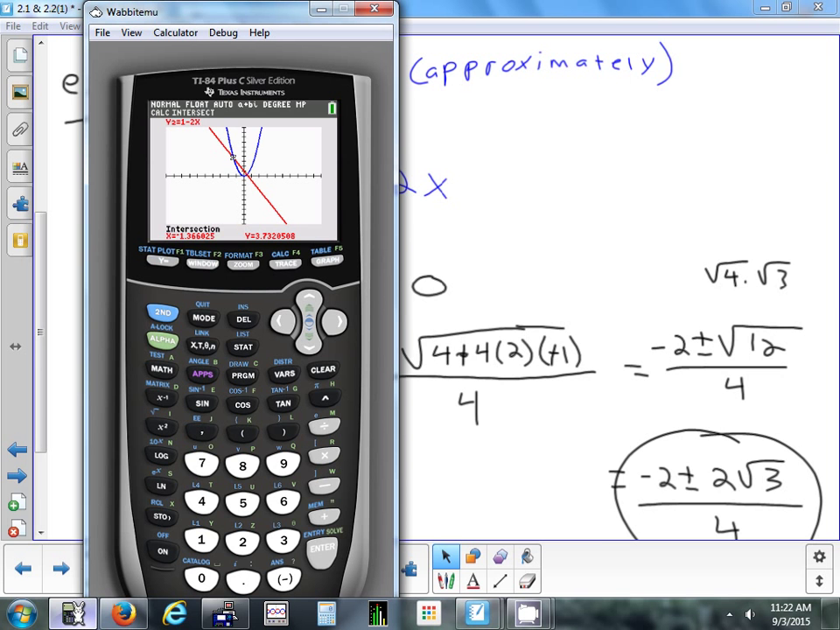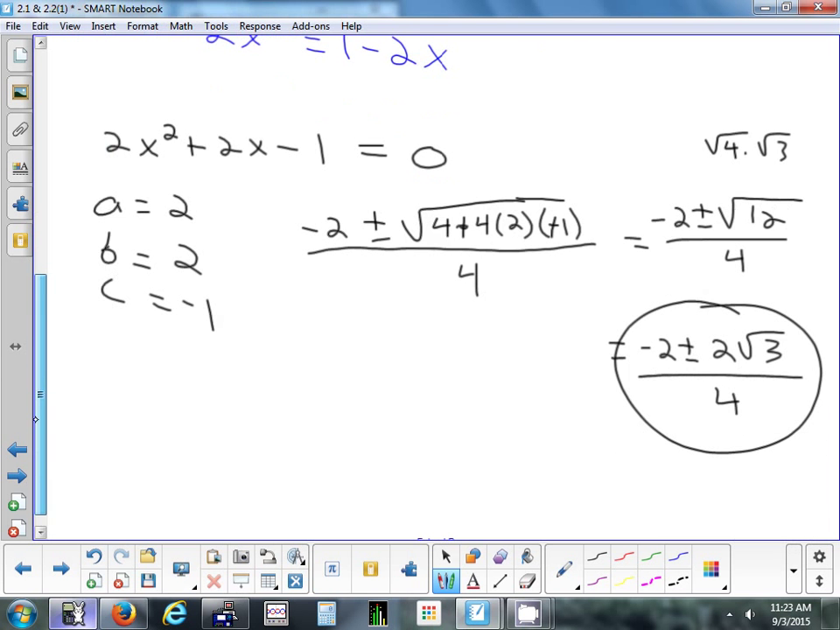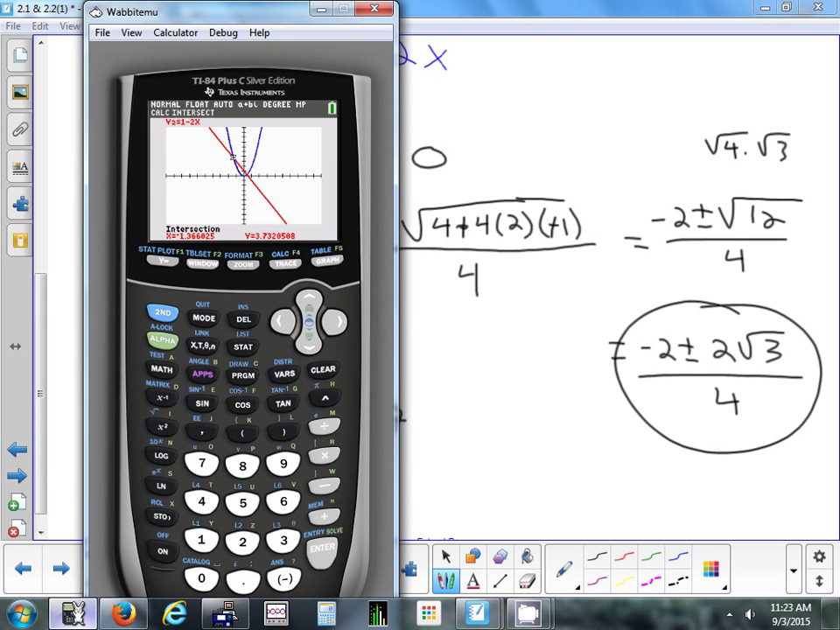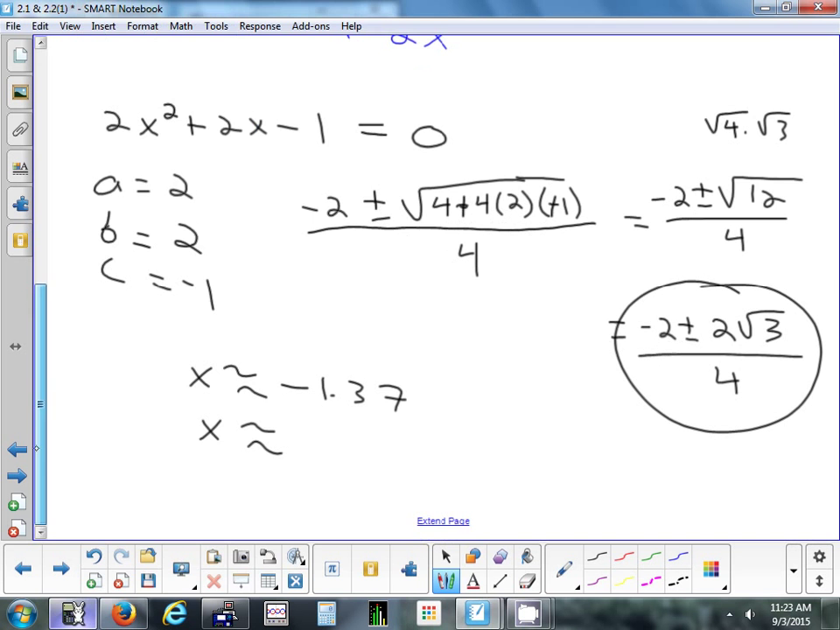So the one on the left is negative 1.37, about. And I'm sure if you typed all this into a calculator, that would be one of the answers you'd get. And how about the other answer that's more towards the right? Yeah, go ahead, Leon. 0.37. 0.37? Okay, thank you.